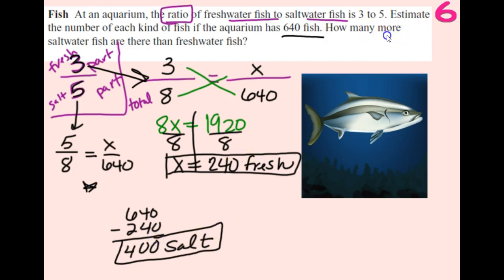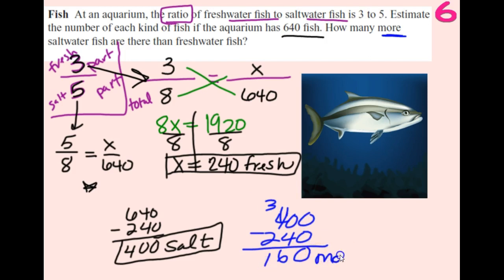But they're asking how many more saltwater fish are there than freshwater fish. So we just have to subtract. 400 minus 240 will give us 160 more saltwater than freshwater.